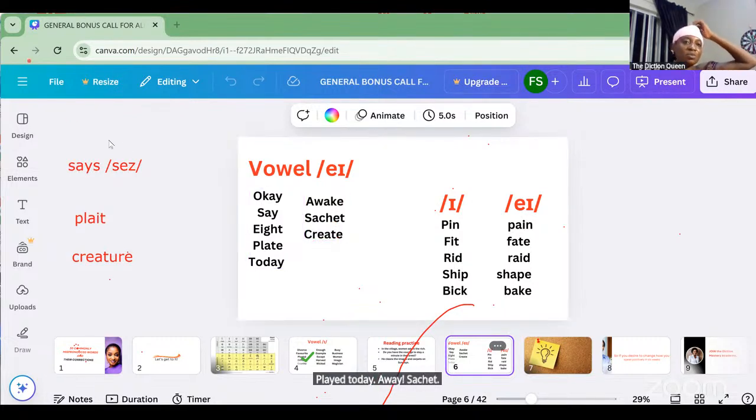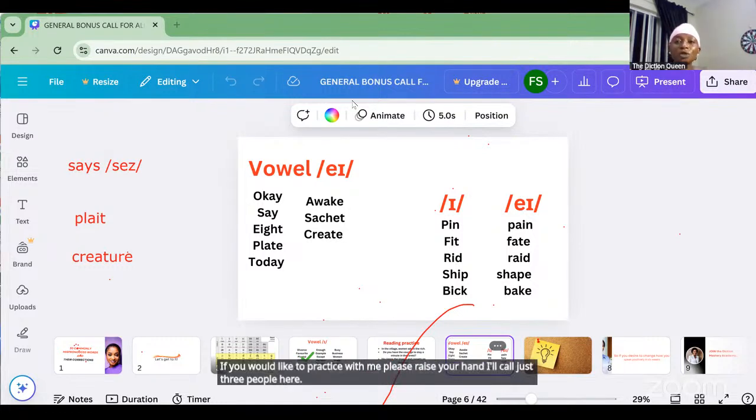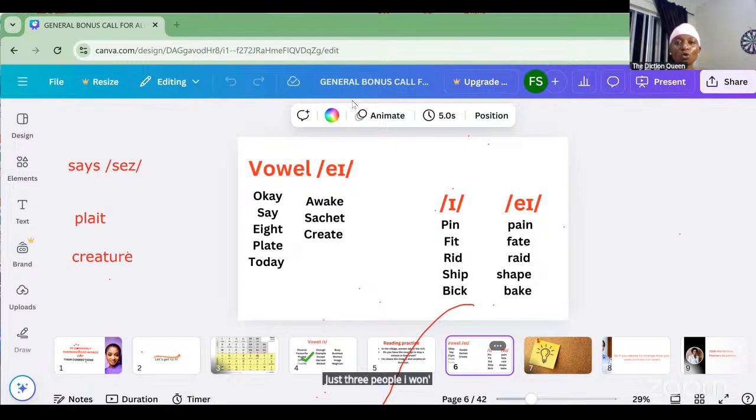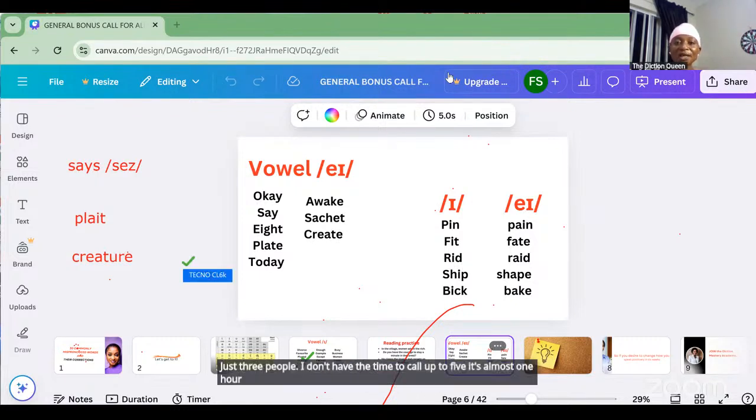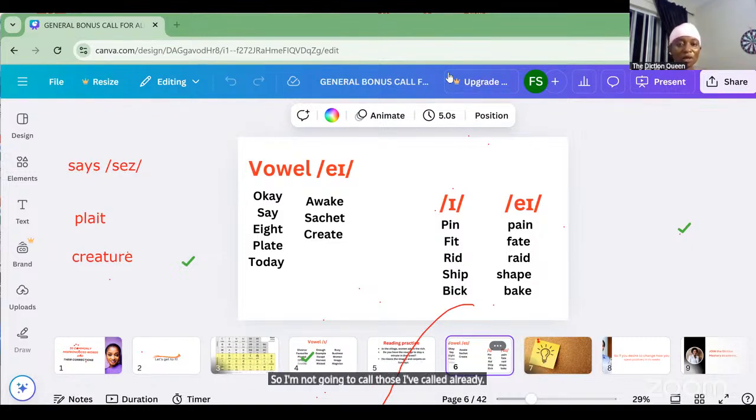If you'd like to practice with me, please raise your hand. I'll call just 3 people here. Just 3 people. I don't have the time to call up to 5. It's almost 1 hour already. Augustine, I have called you already. Oscar, I had called you earlier. Ijama, I had called you. So I'm not going to call those I've called already. Infinix Art 101, please unmute. When joining the Zoom session, try to join with your real name so it's easier to identify you.